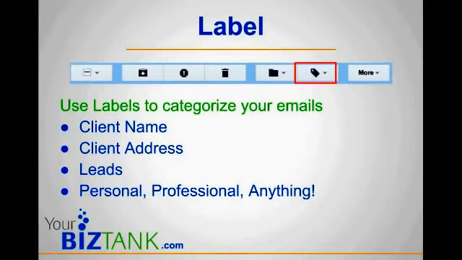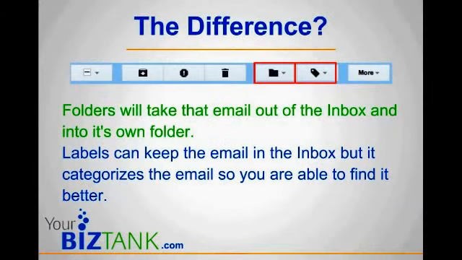All right, so the difference between the 2, again, folders take the email out of the inbox. Labels actually keep it in, but it categorizes it while it's in the inbox. You can also do both, actually. You can label an email and then stick it in a folder. Basically, labels just make it easier to find emails within your Gmail.